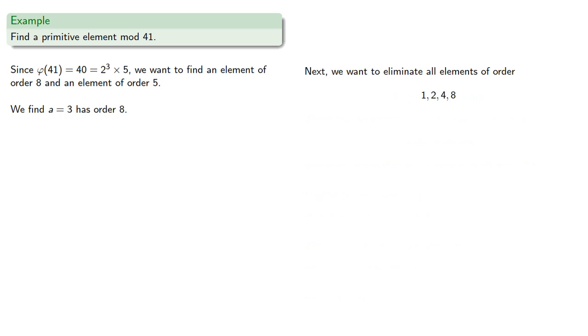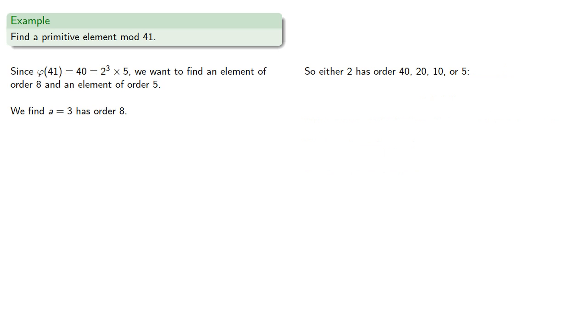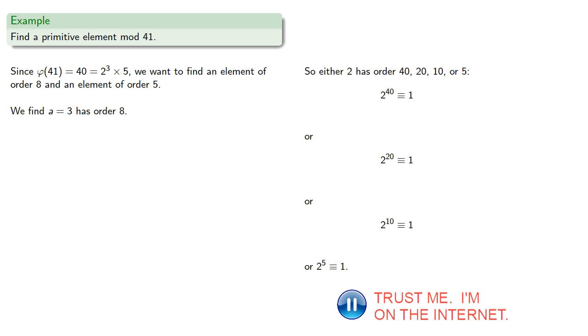Next, we want to eliminate all elements of order, which exclude anything that has an order that's a multiple of 5. And we can do this by finding solutions to y to the 8th congruent to 1 mod 41. And we find 2 to the 8th is not congruent to 1, so 2 must have order 5, 10, 20, or 40. So either 2 has order 40, order 20, order 10, or order 5.